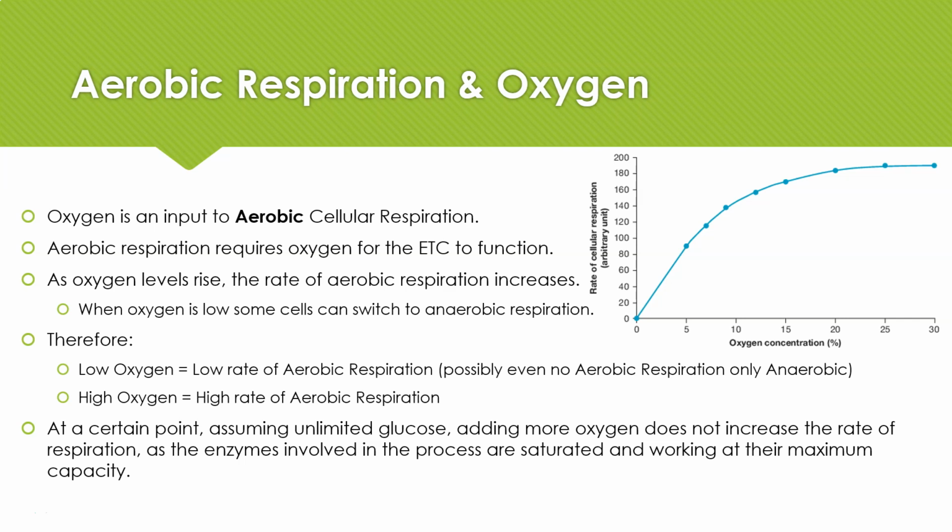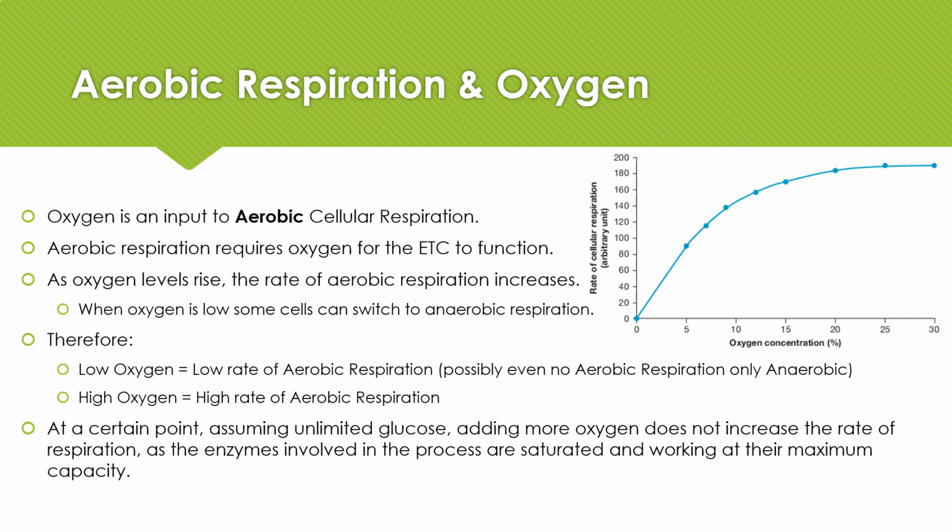So aerobic respiration requires oxygen for the electron transport chain to function. One of the key points is the electron transport chain is going to take the oxygen from those oxygen molecules, and combine it with hydrogen to form water as its end product, or as one of its end products. So if you don't have oxygen, that's not going to work. Now, as oxygen levels rise, the rate of aerobic respiration can increase with it.